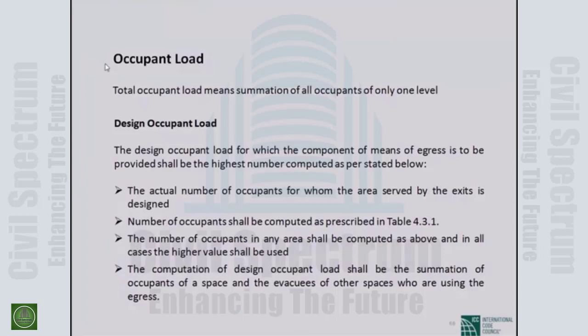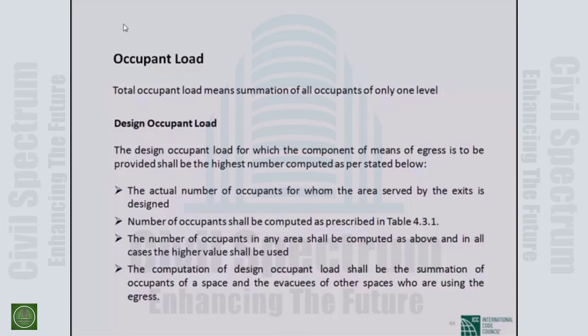Occupant load. The design occupant load for which each component of the means of egress is to be provided shall be the highest number of occupants, as stated below. The actual number of occupants for whom the area served by the exit is designed. The number of occupants shall be computed as per the prescribed table 4.3.1. The number of occupants in an area shall be computed as above in all cases.